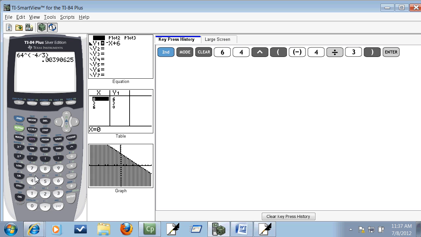Whenever you get a decimal on your calculator, if it will change to a fraction, you do it by doing math enter enter. So press math enter enter, and we get our 1 over 256.